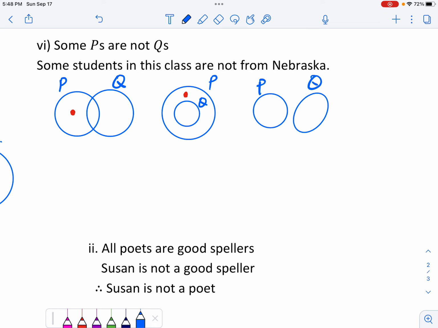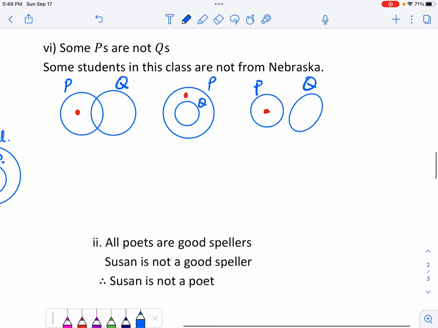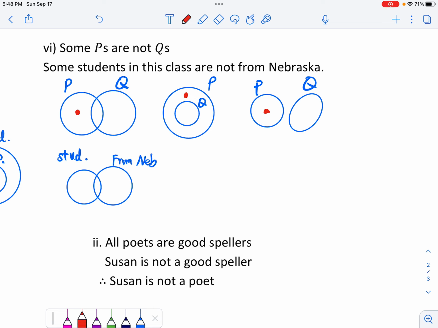Suppose this is P, this is Q. Do you see that? Even though all of P are not Q, this is certainly true: some P's are not Q's, right? So these are the three possibilities, and this is one example. Some students in this class are not from Nebraska. So for instance, I can show that this is the first possibility. This is students in this class, and this is people from Nebraska. This set is from Nebraska, the second set, and this is the first scenario, first possibility.